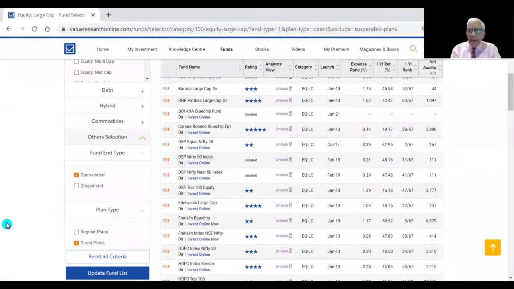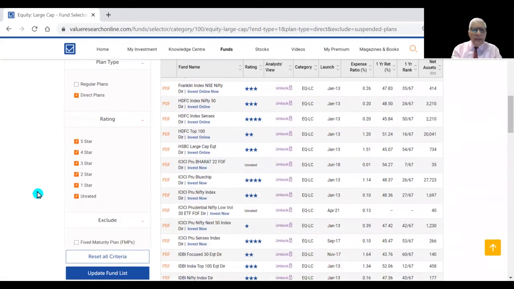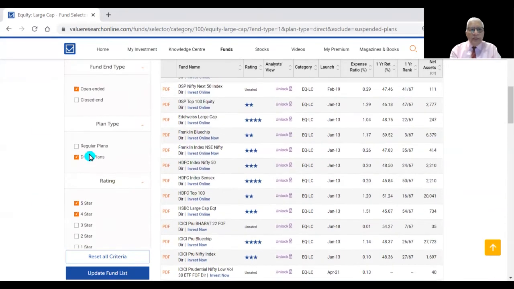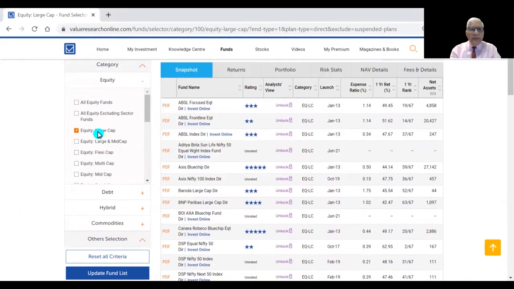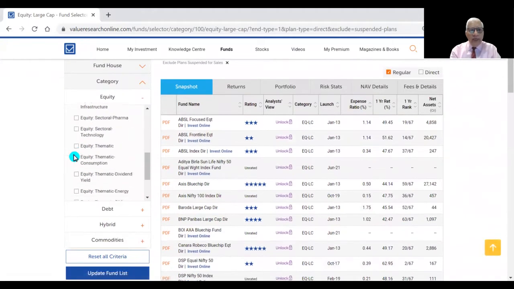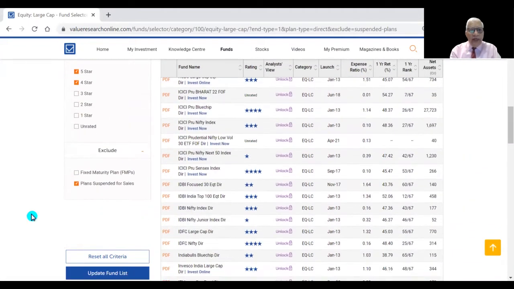Now in these equity large cap funds, there are all categories: unrated, 1-star, 2-star, 3-star, etc. To remove those, see here there is rating: 5-star, 4-star, 3-star, 2-star, 1-star, and unrated. Remove all categories except 5-star and 4-star. Keep regular plans, not direct plans, because regular plans are more prevalent. Keep equity large cap over here, and then click on update fund list.